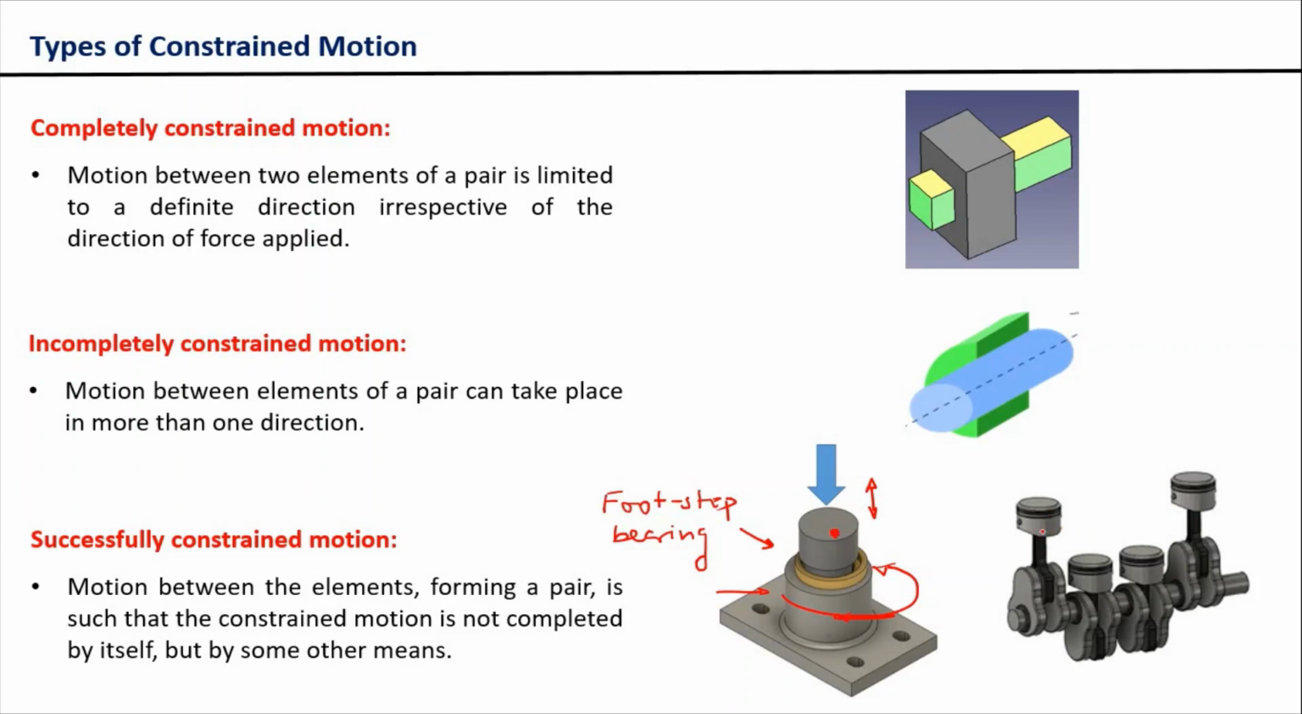Now let us take the example of a piston reciprocating inside a cylinder. If you observe, the piston can turn inside the cylinder or it can translate inside the cylinder. Now what exactly happens when we connect this piston to the connecting rod through a piston pin? In that case, the motion of the piston is constrained in the vertical direction only. That means the piston is bound to reciprocate inside the cylinder and the rotational motion is getting arrested. So this is another example of a successfully constrained motion.